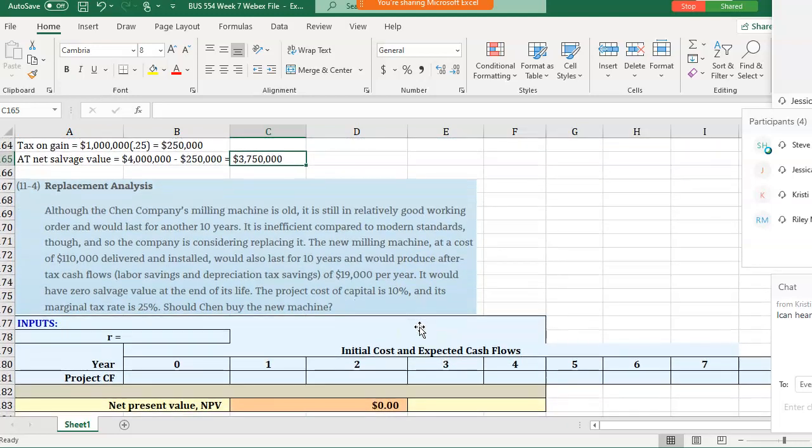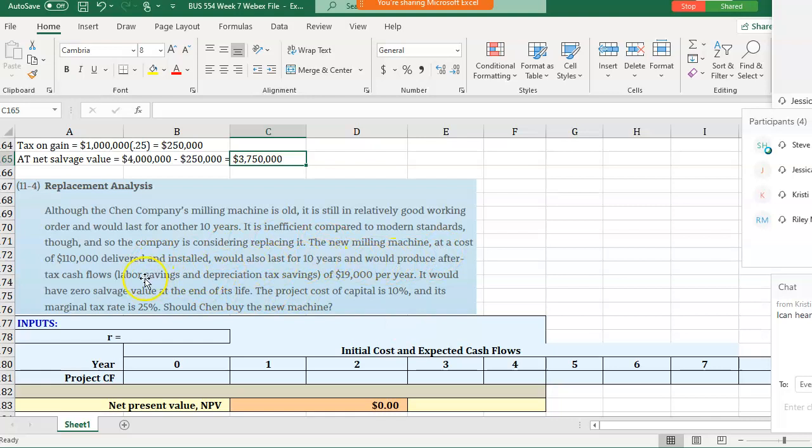Okay, so the next one is the next step of replacement, and a new scenario, though it's going to look pretty similar to what we did last week, with some of the same concepts. It says that Chen Company's milling machine is old, still in relatively good working order, and would last for another 10 years. If they want it to work, it still would work. It is inefficient compared to modern standards, so the company is considering replacing it.